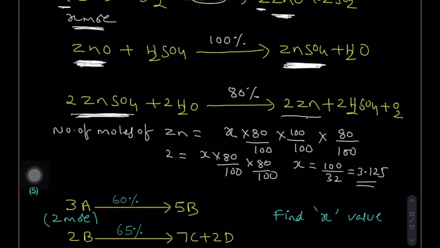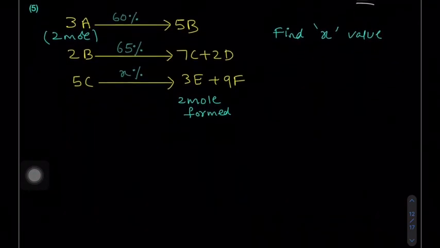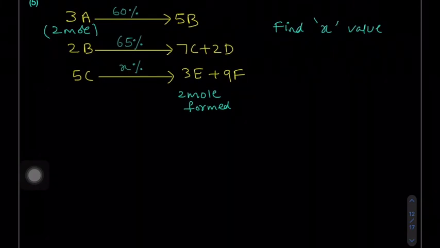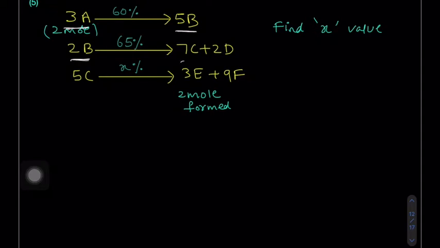Now here, 3A gives 5B, 2B gives 7C, 2D, 5C gives 3E, 9F. The percentage of yield of the reaction is given on the arrow notation. Now here the reactant moles are given and the product final moles are given. Find the X value. What is the X here? The percentage of the yield in the third reaction.